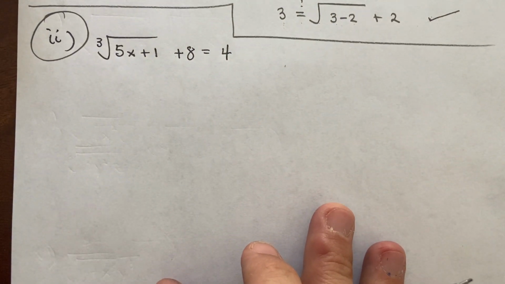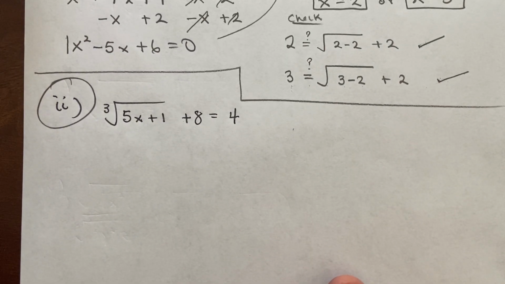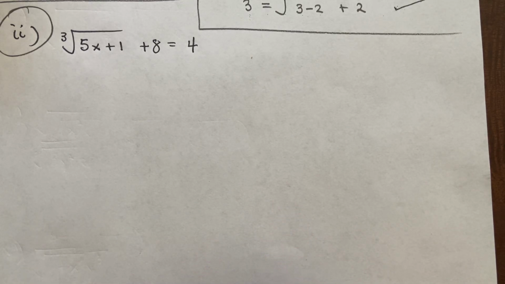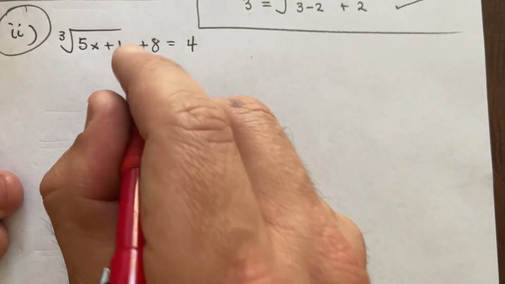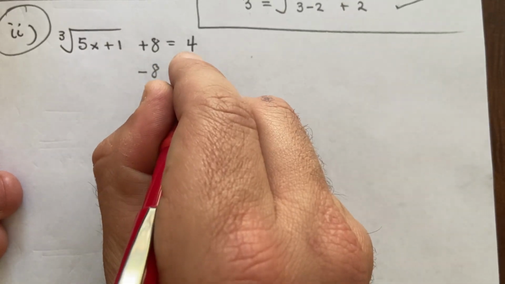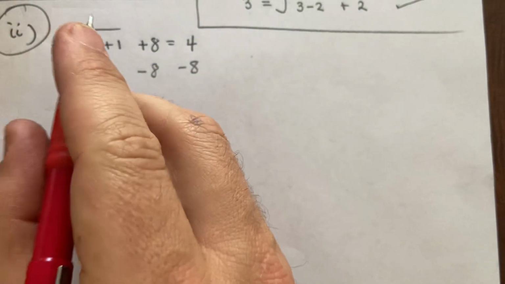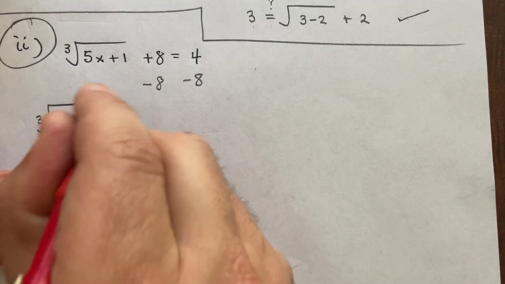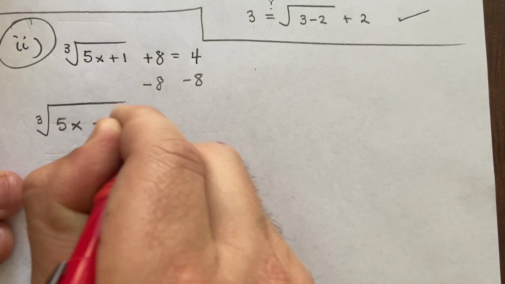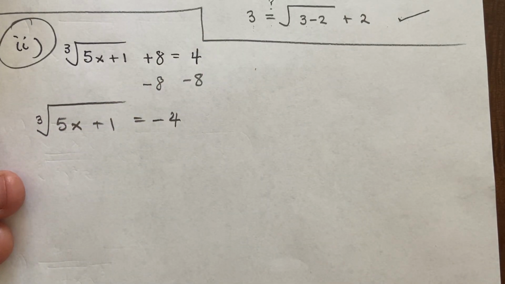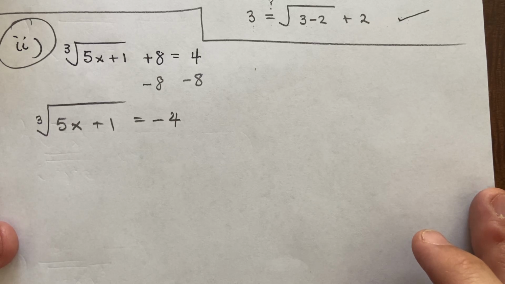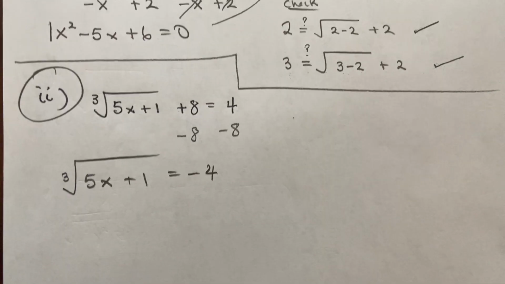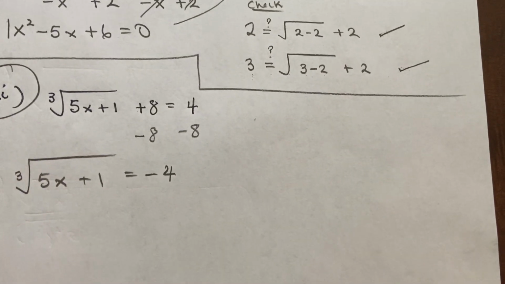Number 6, part 2 is a cube root situation here. Again, the principle is the same. I want to isolate this root. So I will subtract 8. After doing that, we'll have the cube root of 5x plus 1 equals negative 4. Maybe I'll kind of bring this over here a little bit. Hope that's helpful.